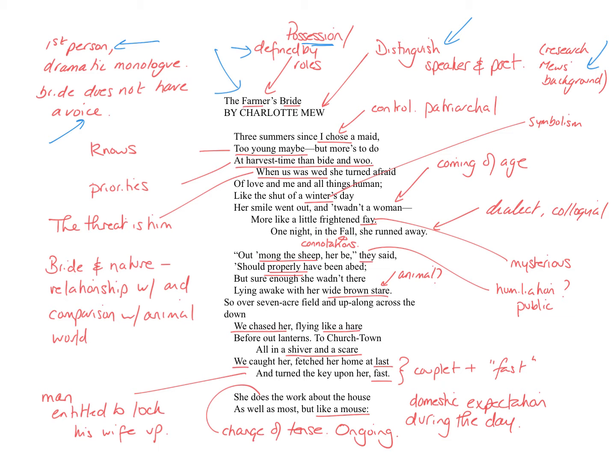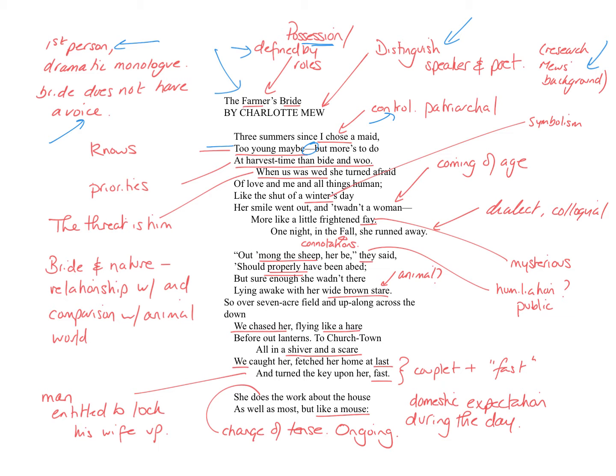predominantly farmer. He says that he chose this bride or this maid almost in the same way you would choose your animal stock, and the idea that he chose gives him that air of control. He knows that she's too young, too young maybe, and then that caesura, that dash in the middle of the line, quickly overrides any human concerns for practical concerns. There's more to do at harvest time than bide and woo.